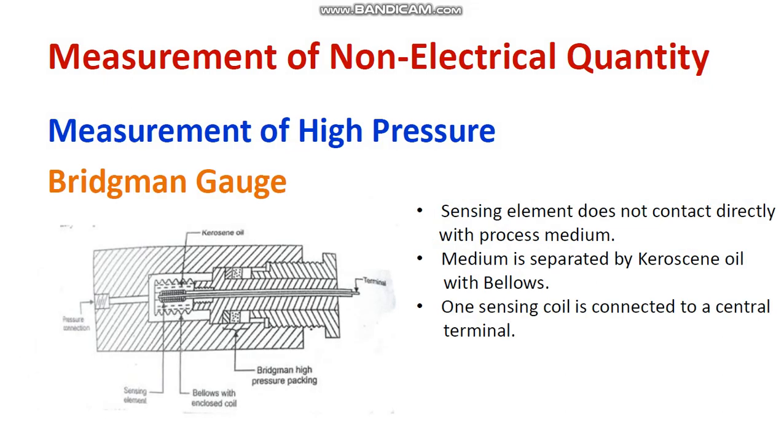Next I want to discuss the Bridgman gauge. Here you can see a fluid area, a kerosene fluid. With the application of pressure, the kerosene fluid is varied. That will directly influence this particular lead. The electrical property of this lead is changed by the application of pressure. This type of arrangement is known as the Bridgman gauge.